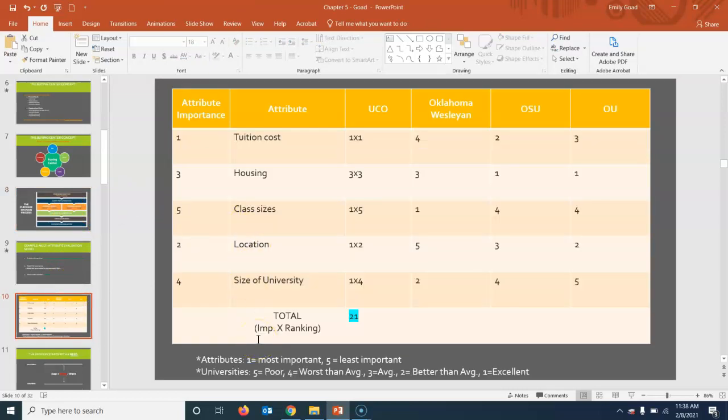So another way you might have done it is you might have said, okay, here are my options. These are the things that are important to me. Who checks the most boxes for me? Same idea.